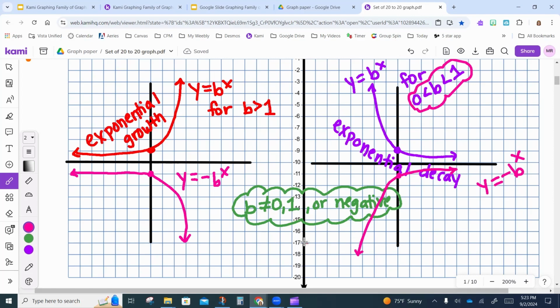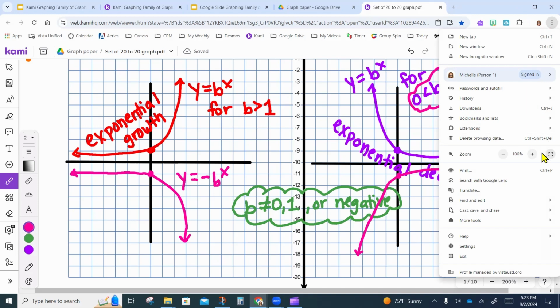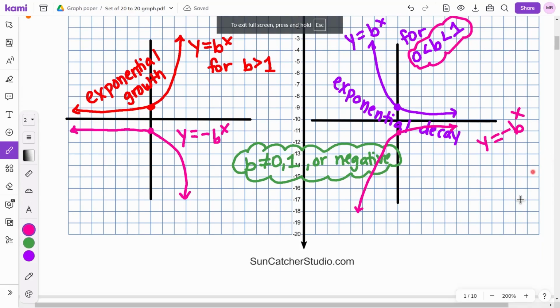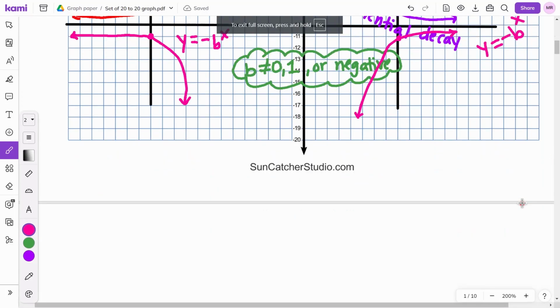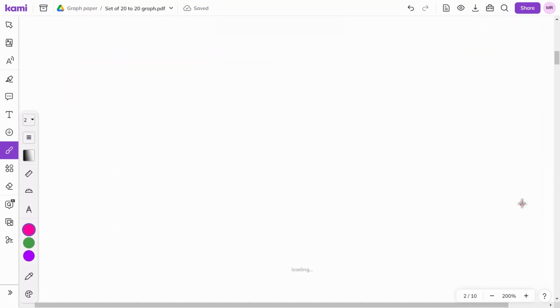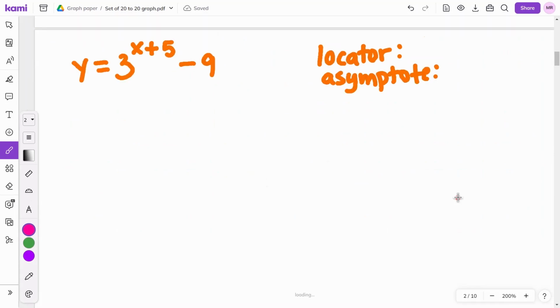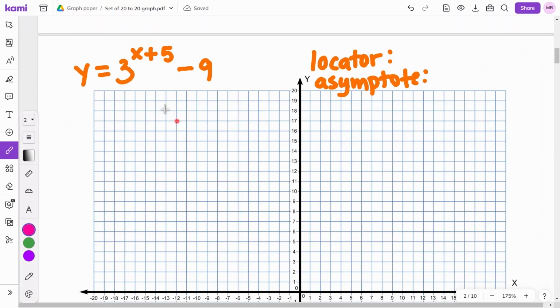Okay, so now let's try doing some graphs that have been transformed, okay? So first one, let's say we have y is equal to 3, our base is 3 to the power x plus 5 minus 9. So we are going to have an asymptote, okay?